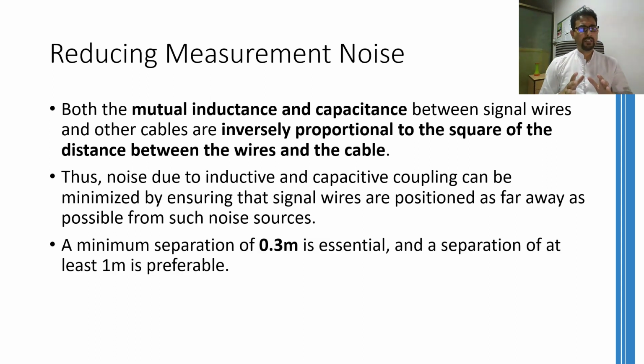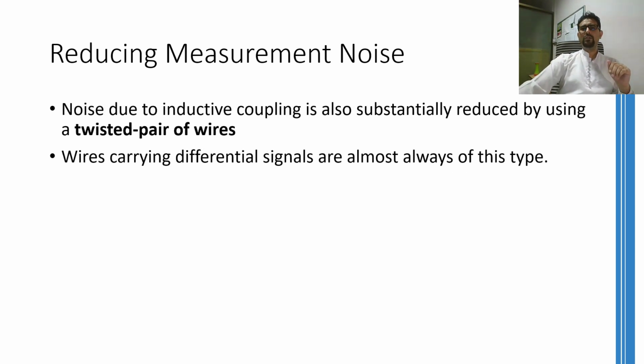A normal practice is to place the signal carrying wire and the main electrical wire at least 0.3 meters away from each other. However, a separation of 1 meter is preferable. Another way of reducing the noise induced due to inductive coupling is to use twisted pair of wires.